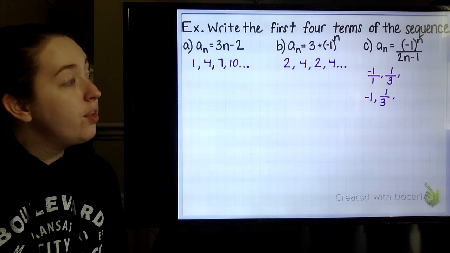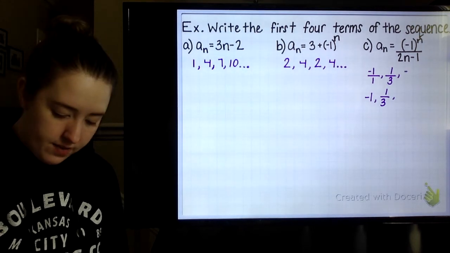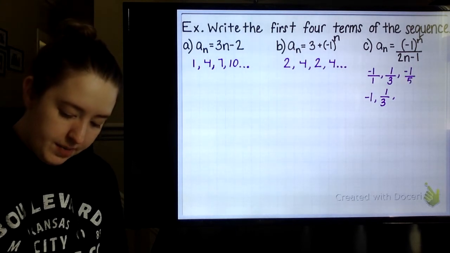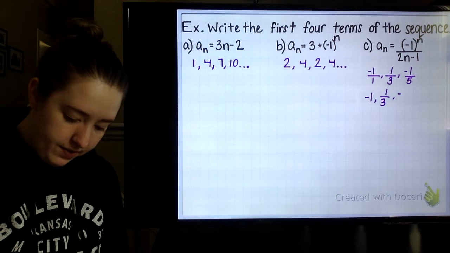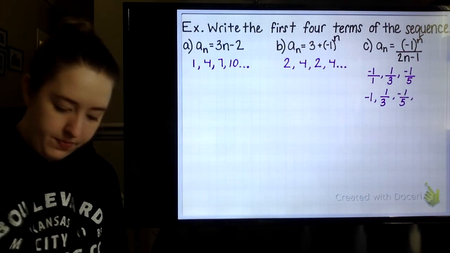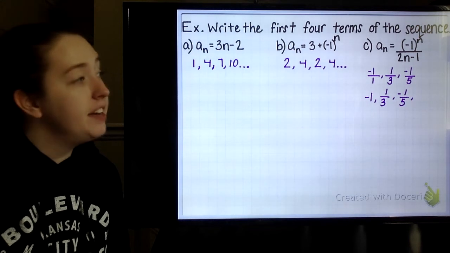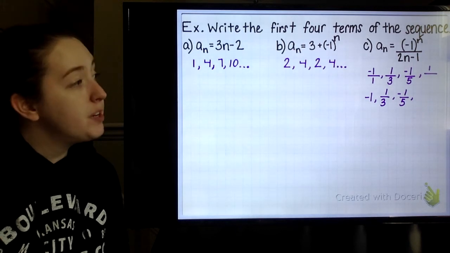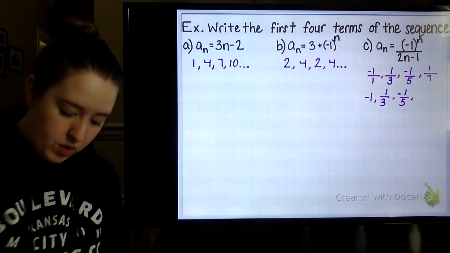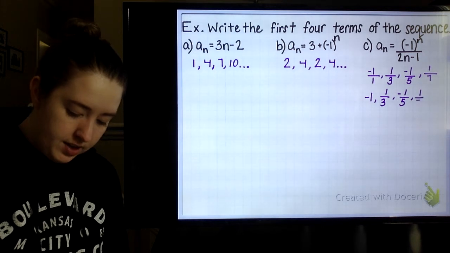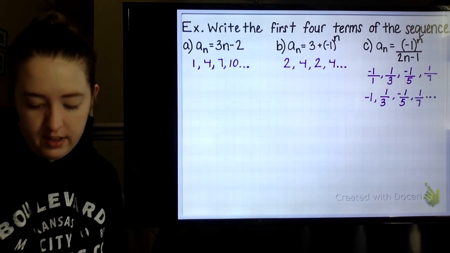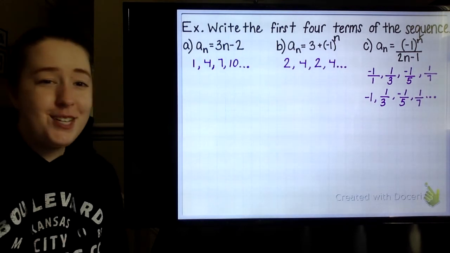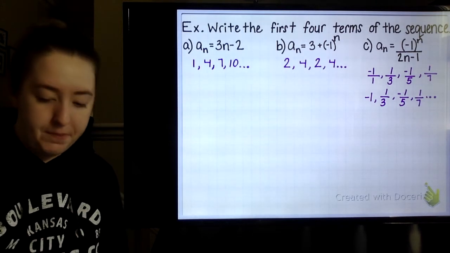Next we will plug in 3. Negative 1 cubed is negative 1. 2 times 3 is 6, minus 1 is 5. So my next term is negative 1/5. Then we'll plug in 4. Negative 1 to the fourth is positive 1. 2 times 4 is 8, minus 1 is 7. So my fourth term is 1/7. And maybe that sequence goes on and on forever. So plug it in, getting those terms, easy peasy lemon squeezy.